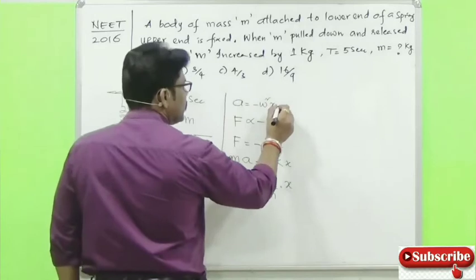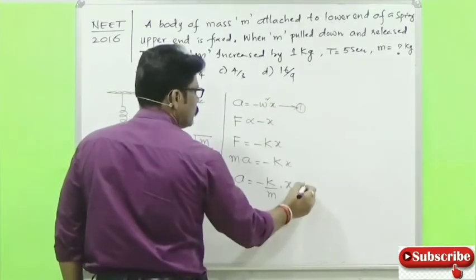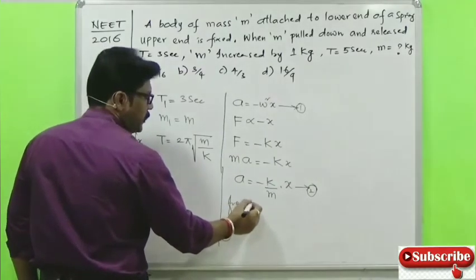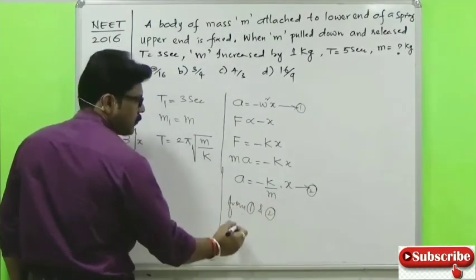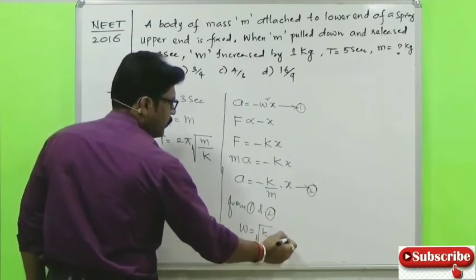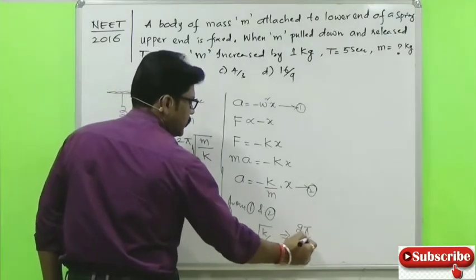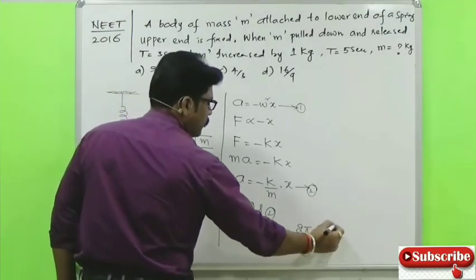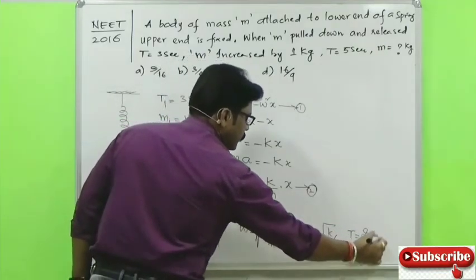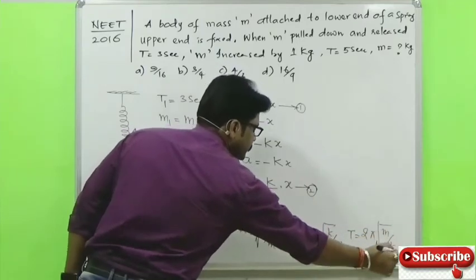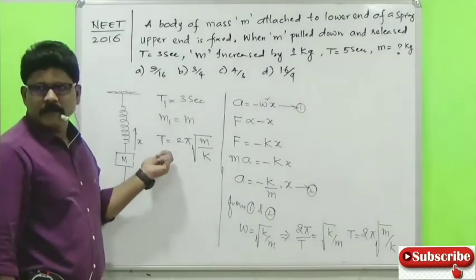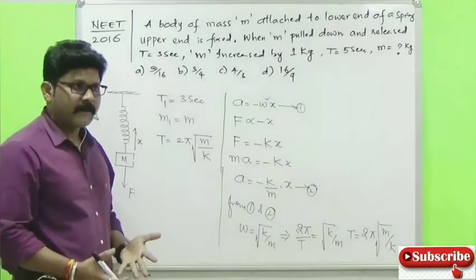Now if you take this as equation number 1, and this as equation number 2, then from equations 1 and 2, omega square equals k by m, that is omega equals under root of k by m. Or omega is nothing but 2 pi by T equals under root of k by m, or T equals 2 pi under root of m by k. Those who don't know how to derive this one, how are we getting T equals 2 pi under root of m by k?